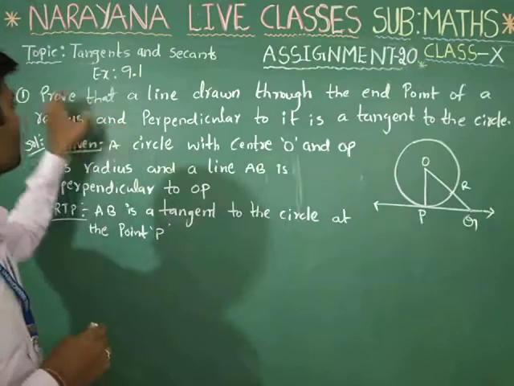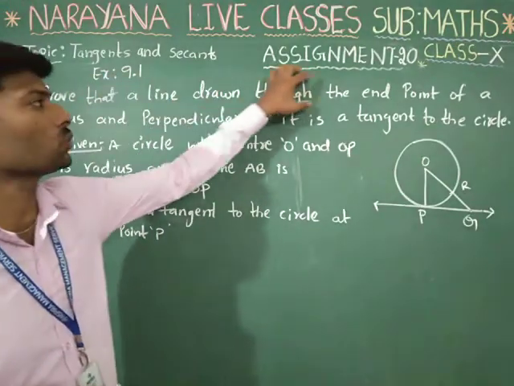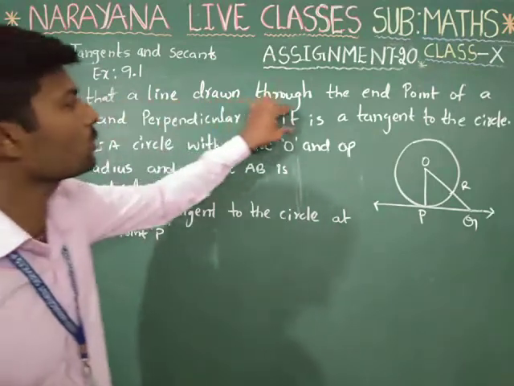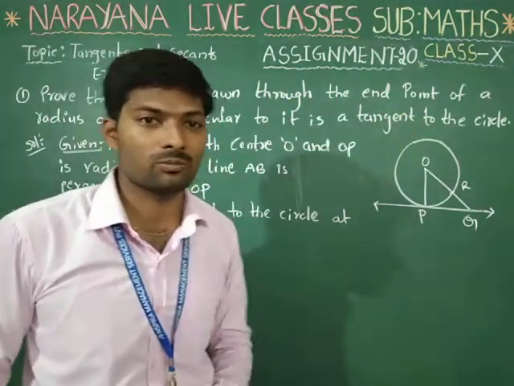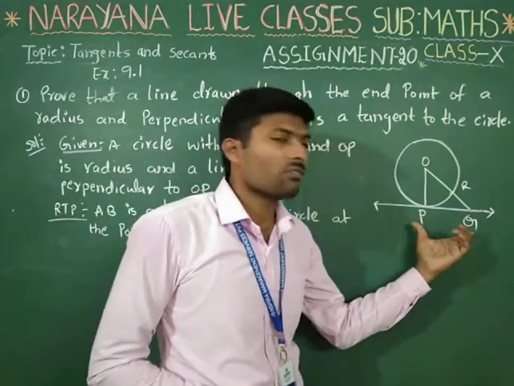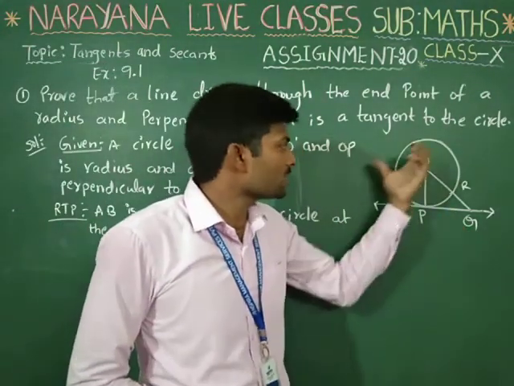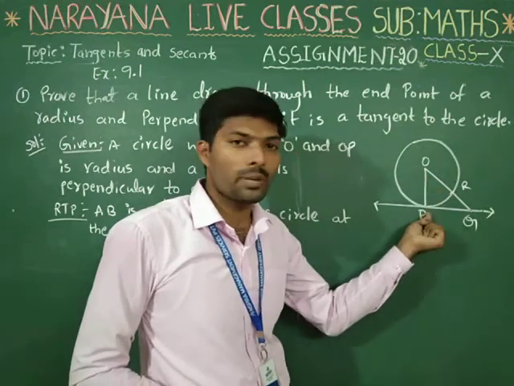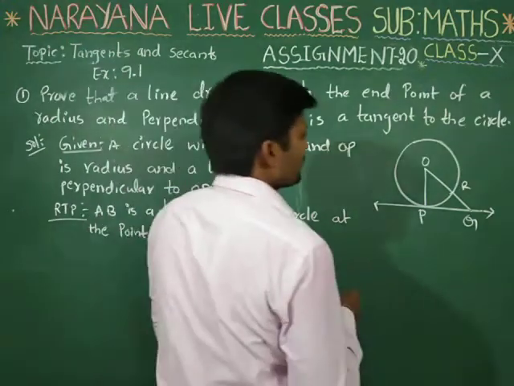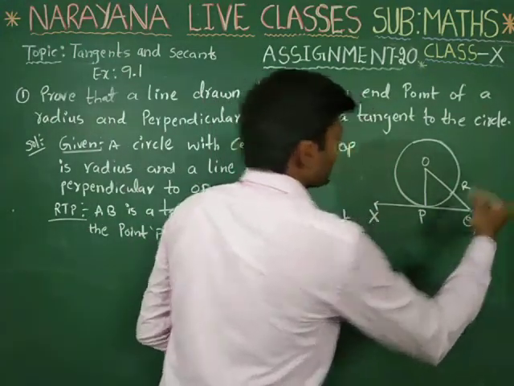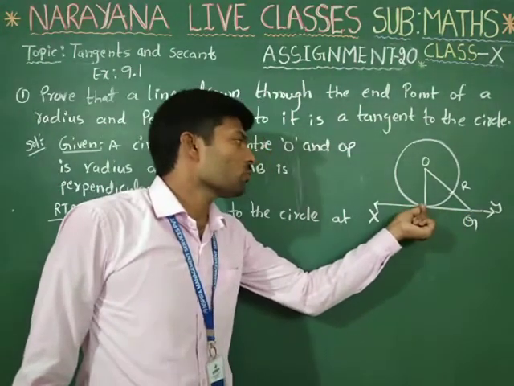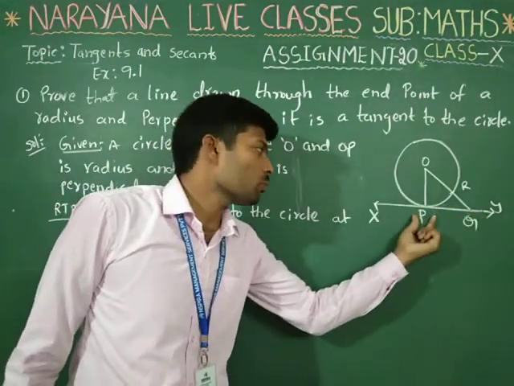The first one is: prove that a line drawn through the end point of a radius and perpendicular to it is a tangent to the circle. So before going to that, this is a figure relevant to the question. Take a circle with radius OP and center O, and let's take this as XY. XY is a tangent, which passes through only one point on the circle. Let me take that point as P.